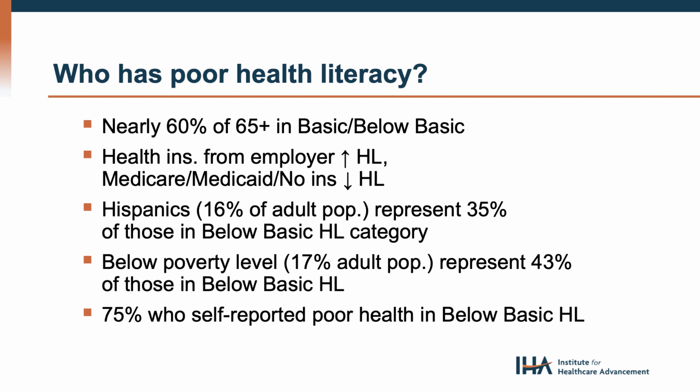Nearly 60% of those who are 65 years of age or higher fall into those bottom two below basic health literacy categories. The tendency is that those who get health insurance from an employer tend to have higher health literacy. Those on Medicare or Medicaid or who have no insurance tend to have lower health literacy. Hispanics, representing about 16% of the adult population, represent about 35% of those in below basic health literacy categories. And those living at or below the poverty level, which is about 17% of the adult population, they represent about 43% of those in the below basic health literacy category.